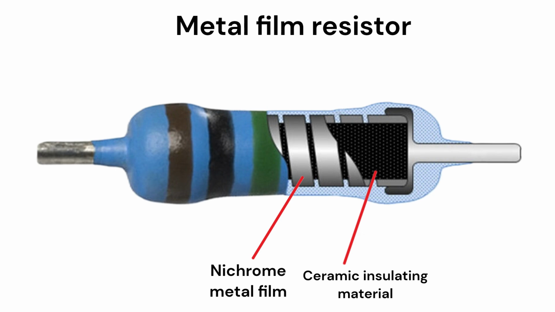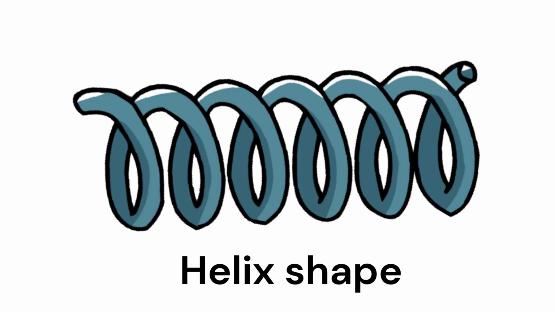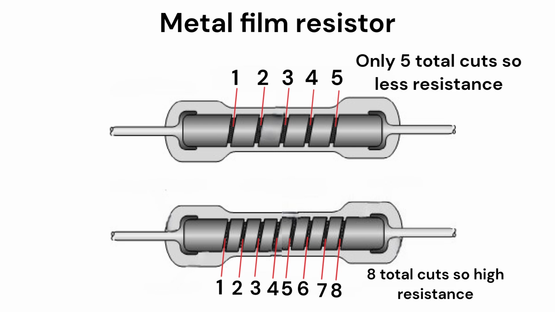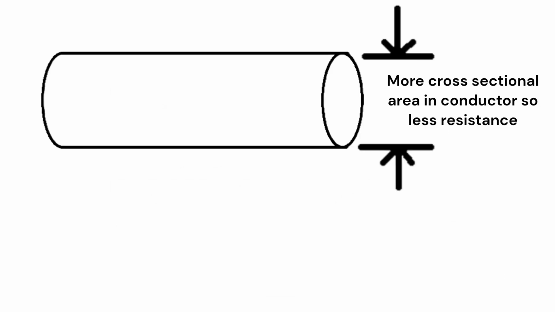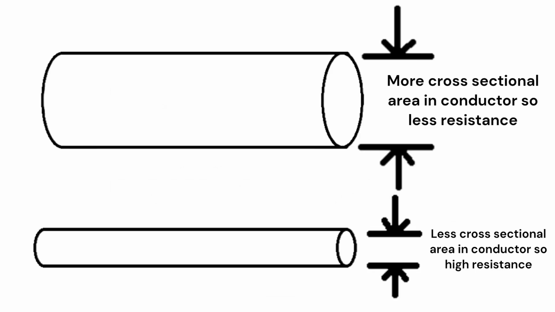Then the metal is cut in a helical shape, as you can already see here. But to have a good picture, the helical shape would be like this. The fewer the cuts, the lower the resistance. The more the cuts, the higher the resistance. This is because, as we know, resistance decreases if cross-sectional area increases, and resistance increases if cross-sectional area decreases.